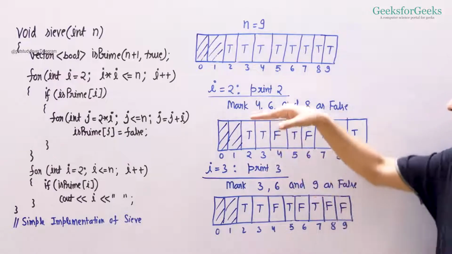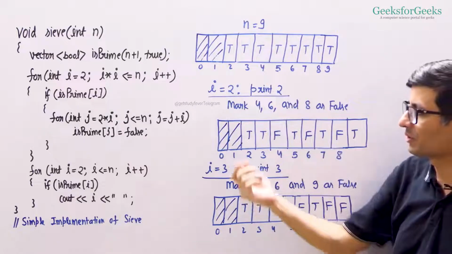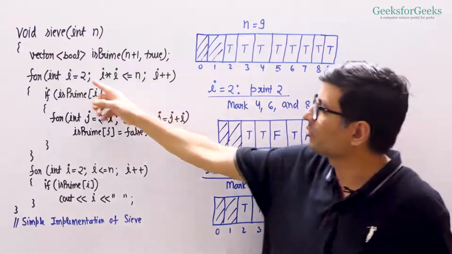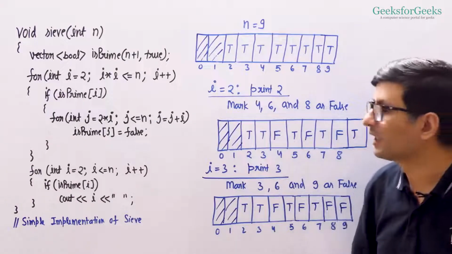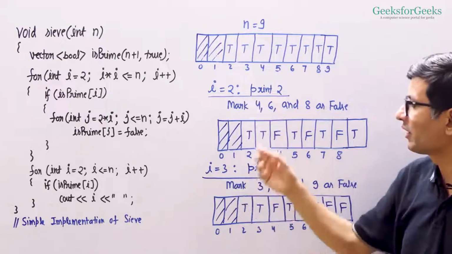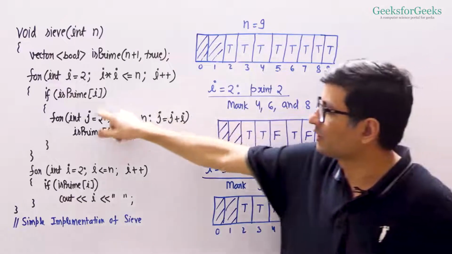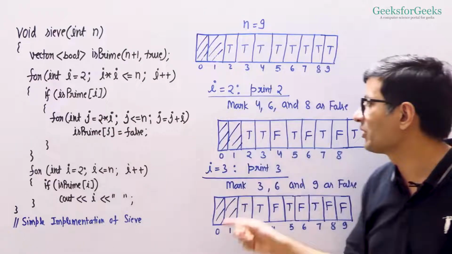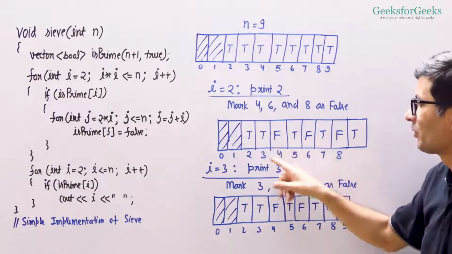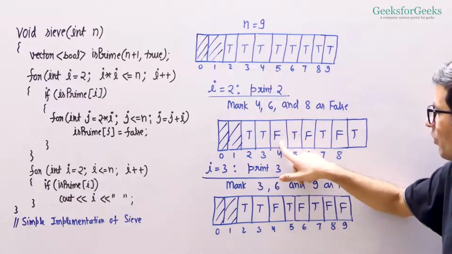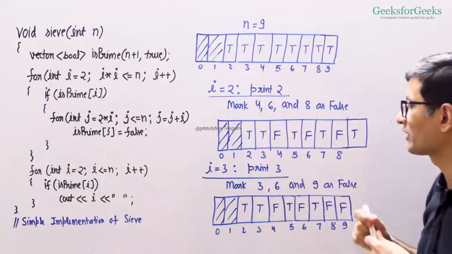So let's understand the implementation with this example. When n is 9, we are going to run this loop from 2 to square root of 9, which is 3. So we are going to run this loop for 2 and then for 3. When you run for 2, you notice that 2's entry is marked as true, right? So you go inside this if condition and you go through all the multiples of 2 and mark them as false. So what multiples of 2 are here? 4, 6 and 8.